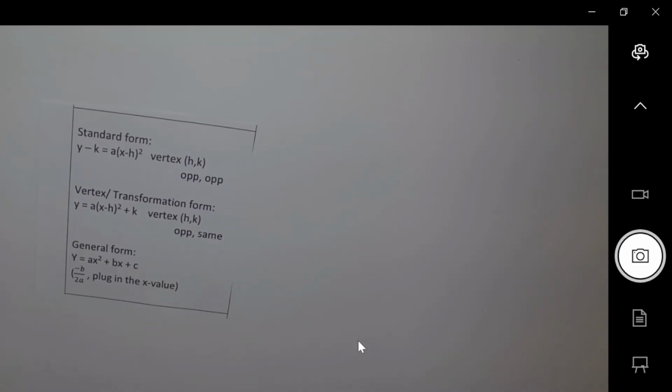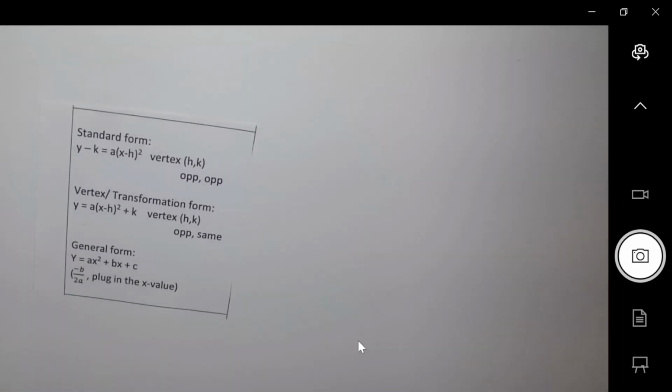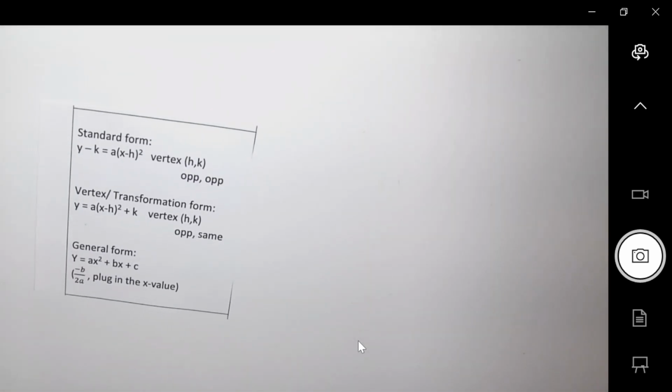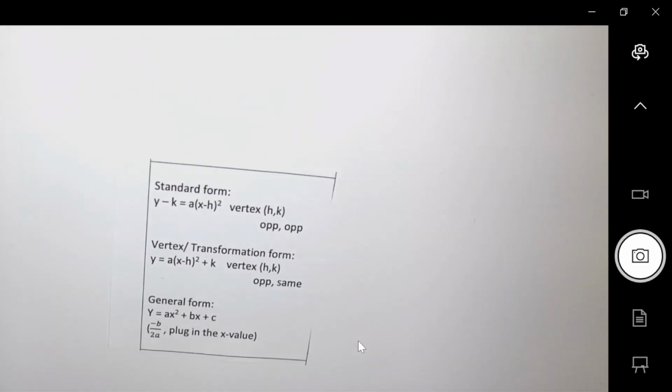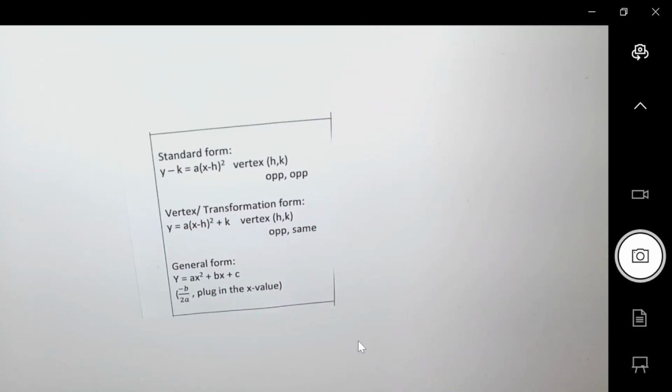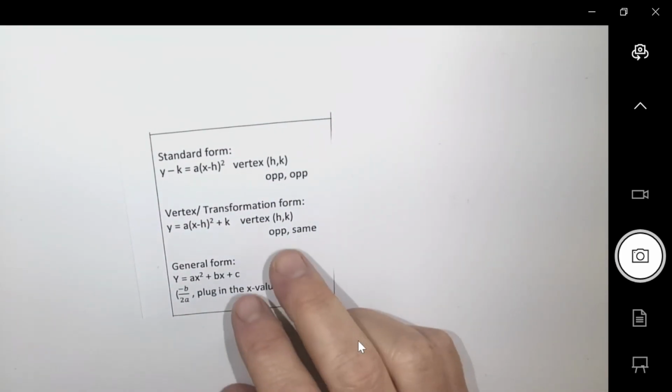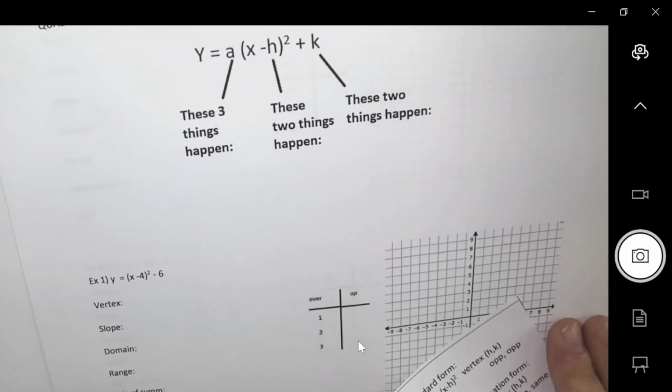Okay, so this is the paper I gave you last time. It tells you the recap of the equations that we've learned, the forms. They're all quadratic equations that I've been doing in different forms for you. The first form looked like this.